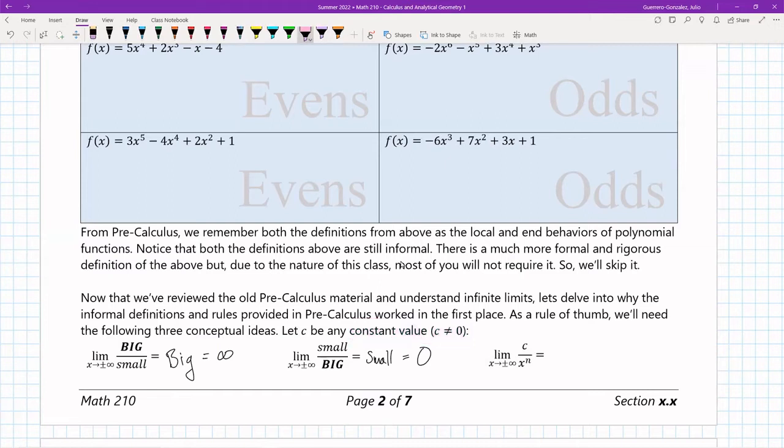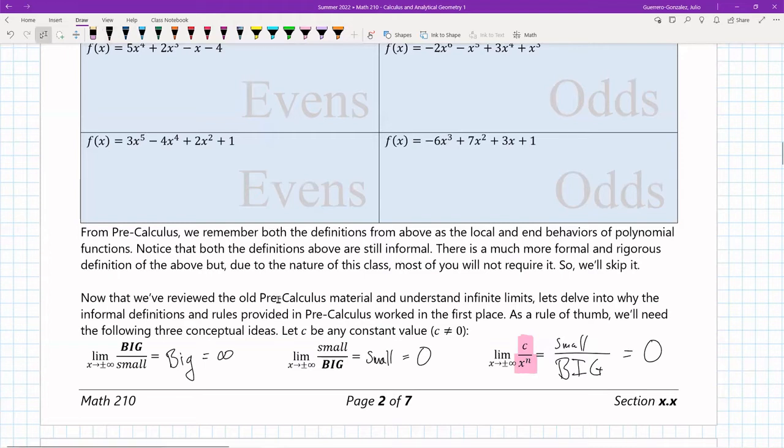So this gets infinitely big, right? That gets infinitely big. C is a constant value. The x to the n is getting infinitely bigger and bigger and bigger and bigger, right? So what we have here is something that is small being divided by something that's getting bigger and bigger and bigger, right? So then this is going to be equal to 0, okay?